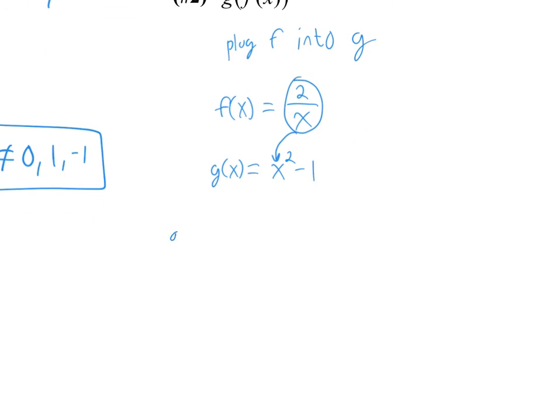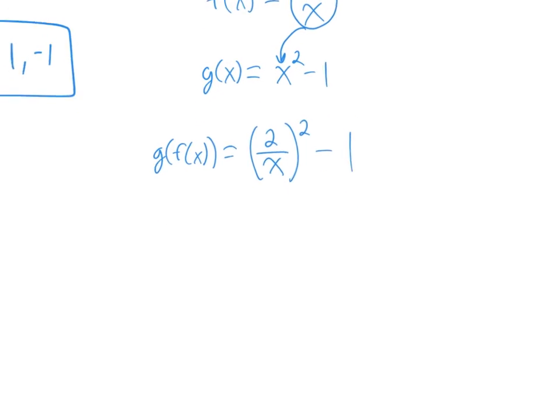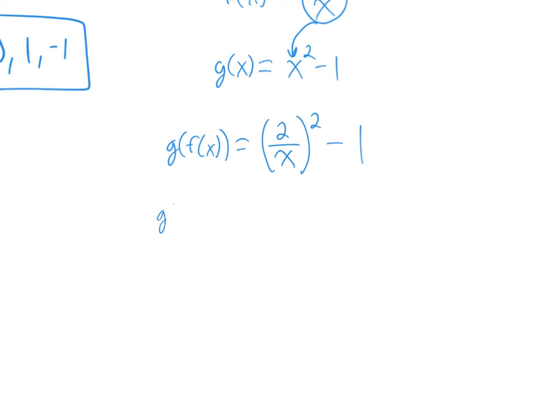So we're going to have g of f of x equals, and then we're going to do 2 over x squared minus 1. So what is that going to be? Well, g of f of x is going to equal 2 squared is 4. You're going to apply the 2 to this and to that. So we're going to have 4 over x squared minus 1.